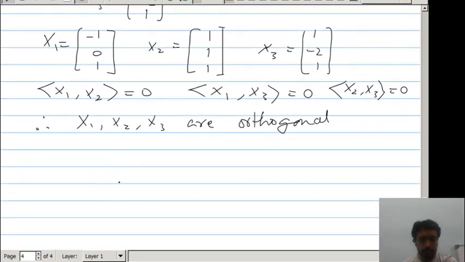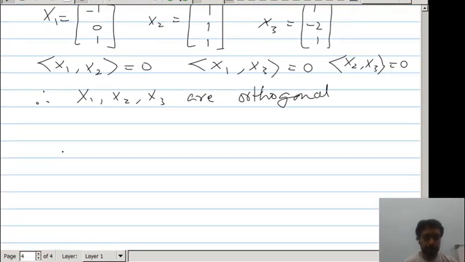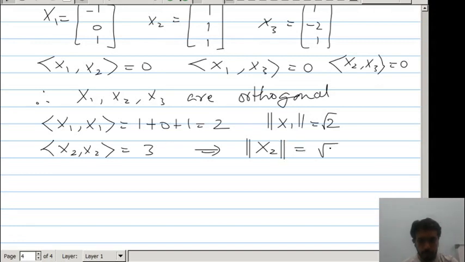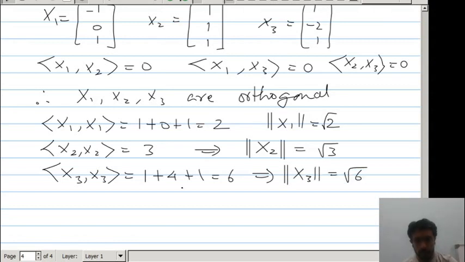Now we require that the vectors are orthonormal so that we can construct an orthogonal modal matrix. So inner product of x1 with x1 is 1 plus 0 plus 1, that is 2. So norm of x1 is root 2. Inner product of x2 with x2 is 3. So norm of x2 will be root 3. Inner product of x3 with x3 will be 6. So norm of x3 is root 6.